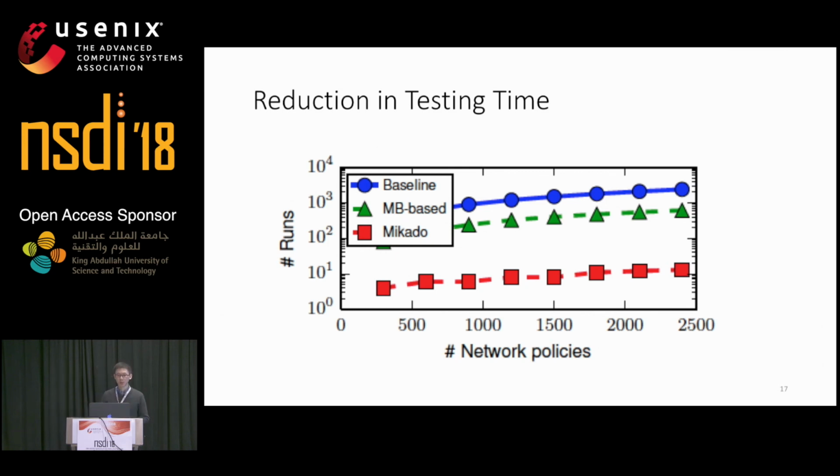The idea here is that if two test traces access the same middlebox, we schedule them in different rounds. On this figure, the x-axis is the number of policies, and for each policy, we generate one trace in order to test that policy. The y-axis is the number of rounds needed to test all these policies. As we can see, Mikado achieves reasonably good performance compared with the two approaches. In particular, Mikado achieves about 2 orders of magnitude speedup compared with baseline, and 1 order of magnitude speedup compared with the MB-based approach.